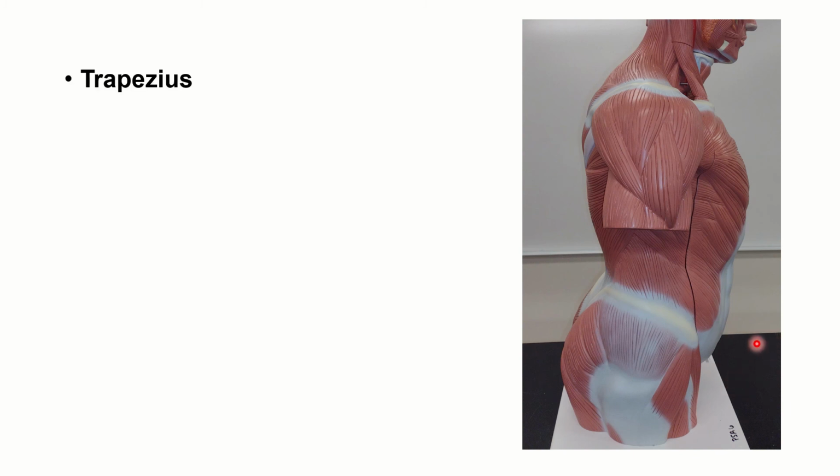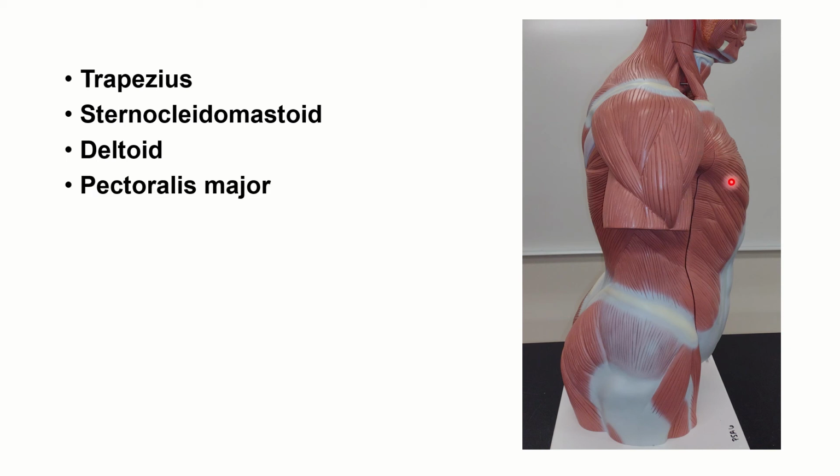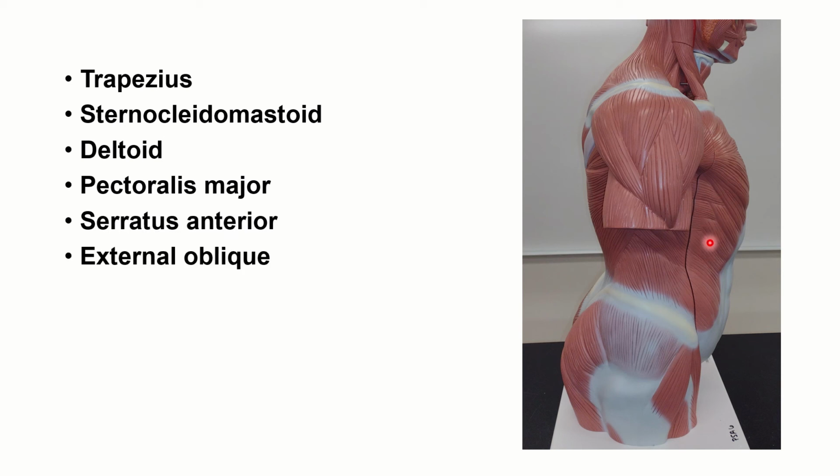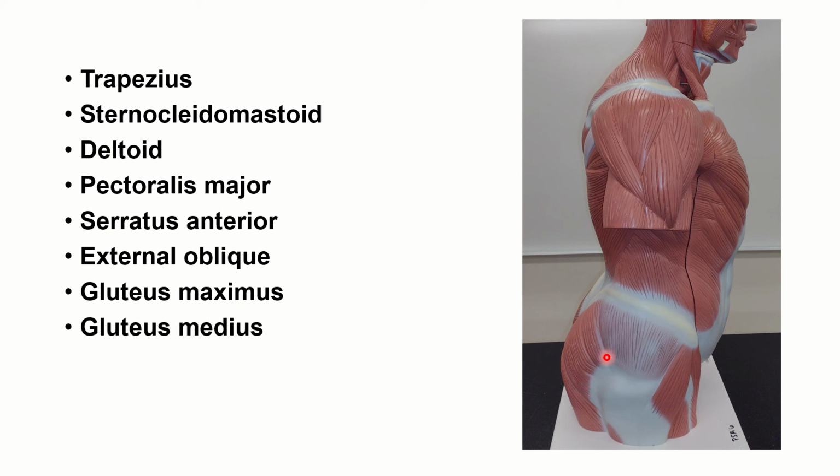Side view of this model, you can see trapezius muscle here, sternocleidomastoid, deltoid, pectoralis major, serratus anterior, external oblique, it's going like this, external oblique, gluteus maximus, again this is not part of the axial muscles, and this is the gluteus medius, it's not part of the axial muscles, and tensor fascia latae.